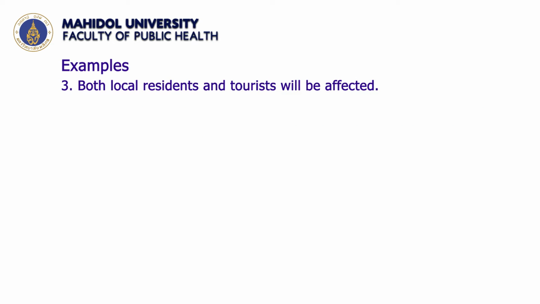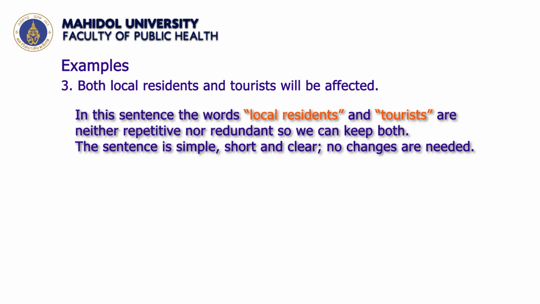The third example, both local residents and tourists will be affected. In this sentence, the words local residents and tourists are neither repetitive nor redundant. So we can keep them both. The sentence is correct. It's simple, it's short, it's clear. No changes are needed. Now, you have the opportunity to practice this concept at your own pace.